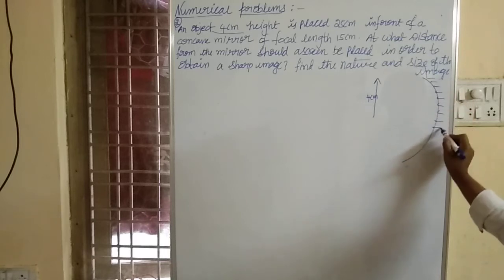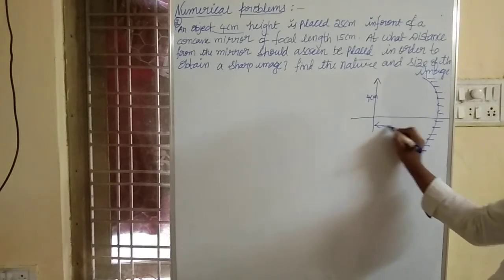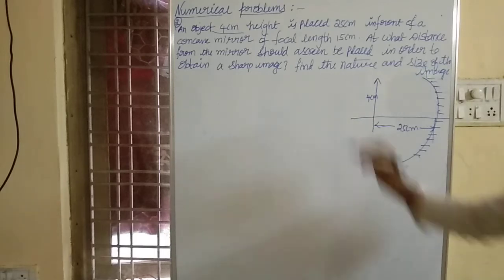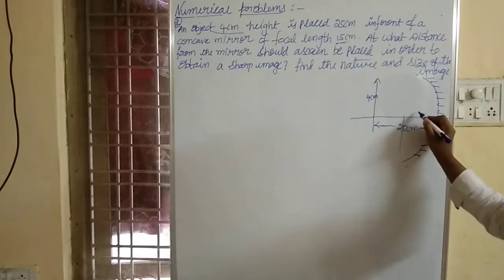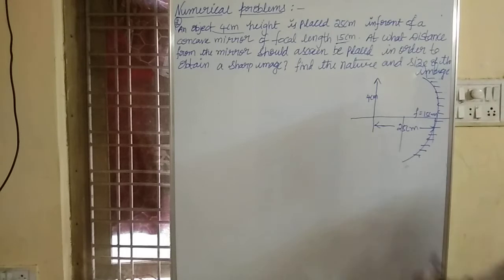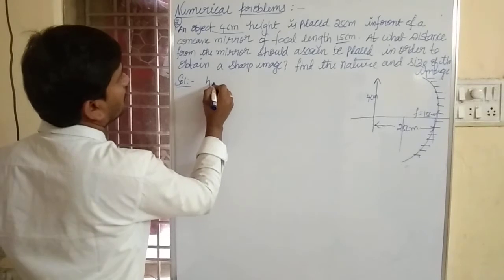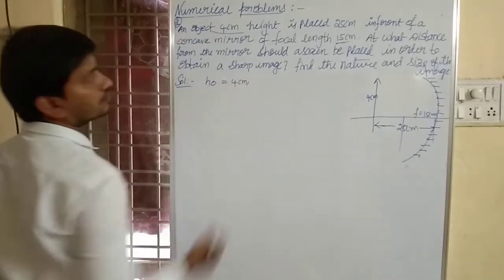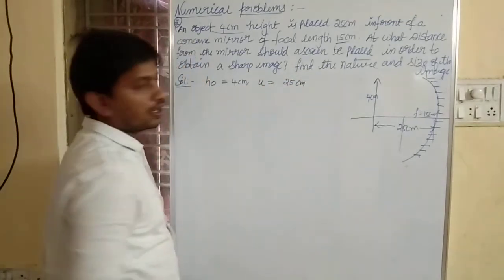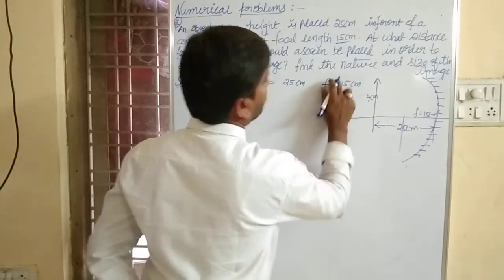Placed 25 centimeter in front of a concave mirror of focal length 15 centimeter. Try to understand the question. What is given? Height of the object is given, 4 centimeter. Object distance is given, 25 centimeter. And focal length is given, 15 centimeter.